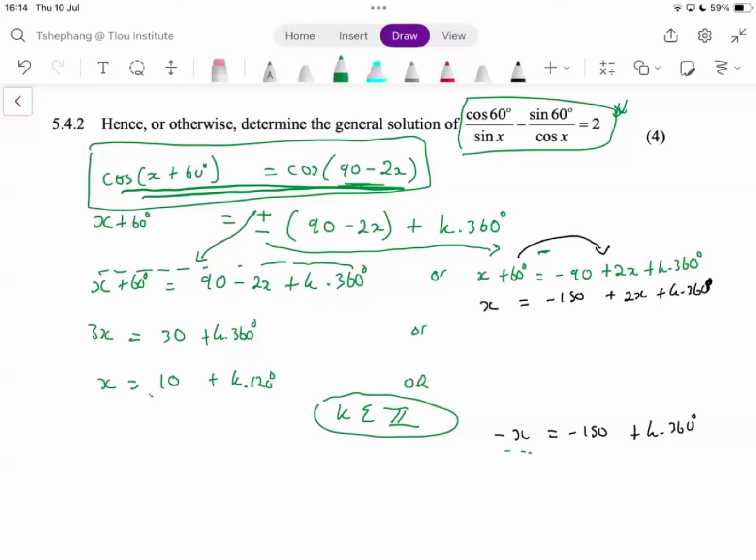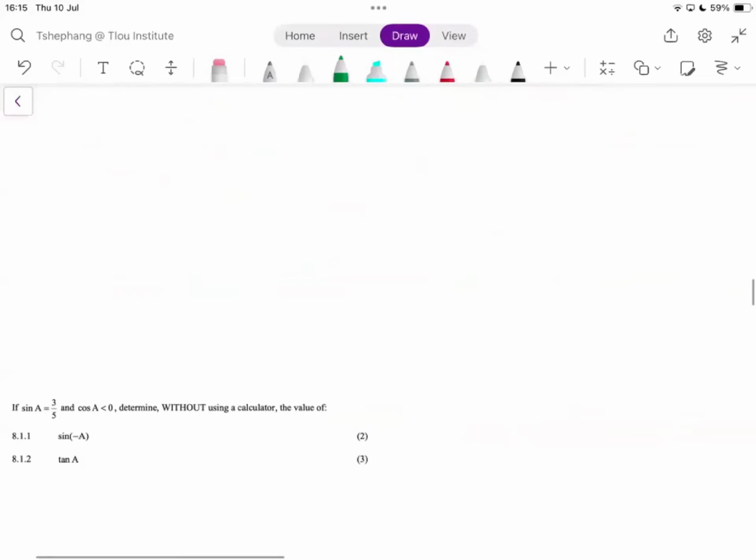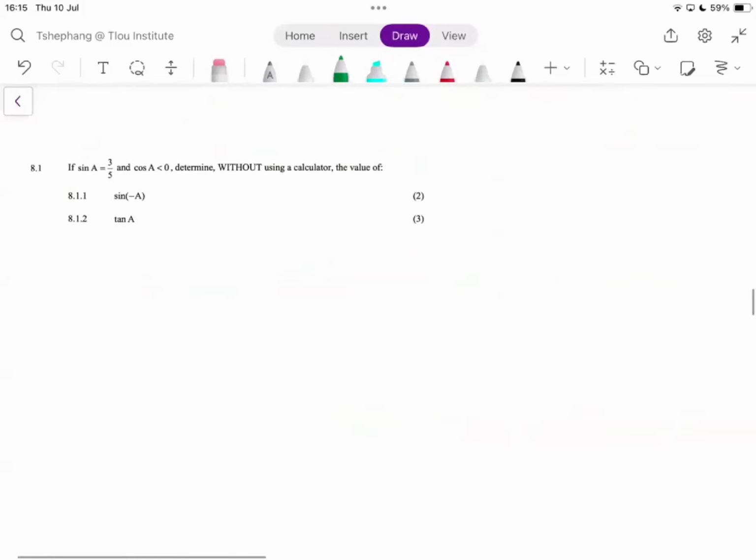Why is it negative 150? We just dealt with that. Negative 90 minus 60 gives you what? Negative 150. It's absolutely unnecessary to find that solution in the fourth quadrant. Okay, now let's move on.